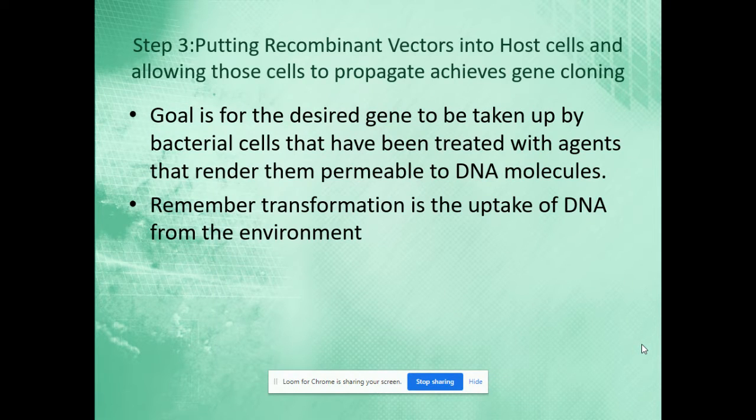Step 3 is putting recombinant vectors into the host cells and allowing those cells to propagate to achieve a cloned gene. The goal is for the desired gene to be taken up by bacterial cells that have been treated with agents that render them permeable to DNA molecules, meaning DNA molecules can go through them.